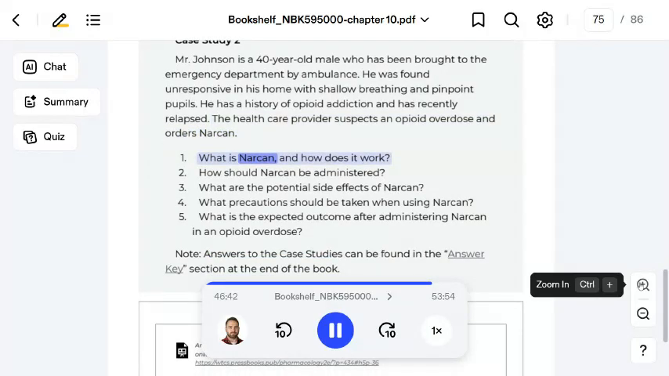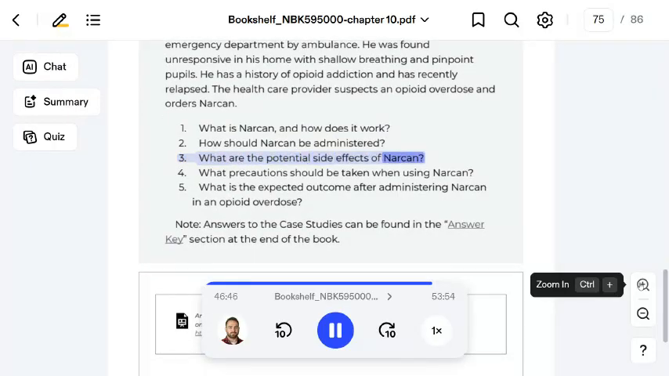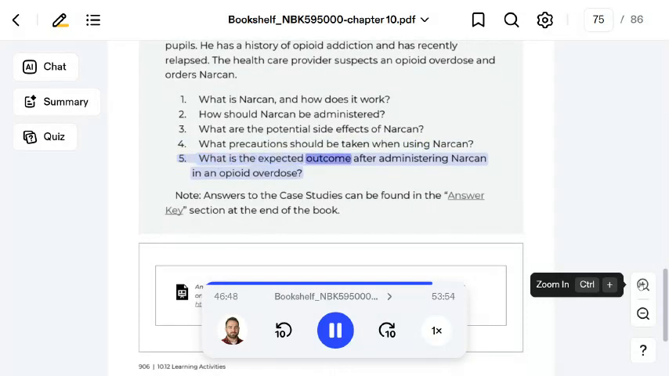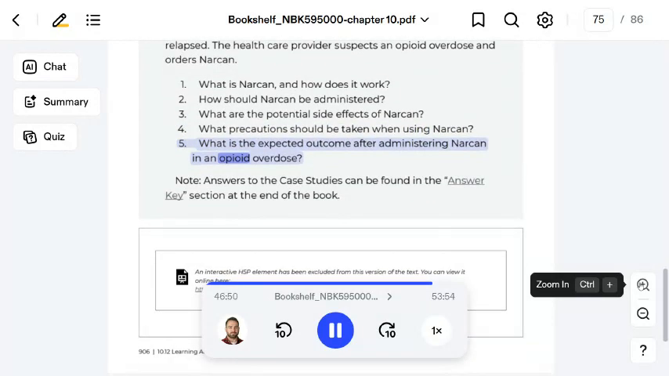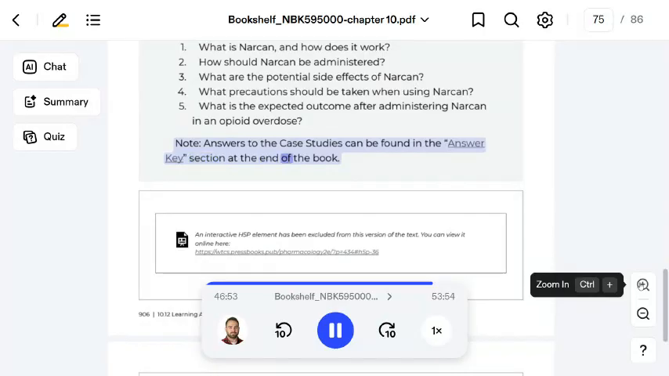1. What is Narcan and how does it work? 2. How should Narcan be administered? 3. What are the potential side effects of Narcan? 4. What precautions should be taken when using Narcan? 5. What is the expected outcome after administering Narcan in an opioid overdose? Note: answers to the case studies can be found in the answer key section at the end of the book.